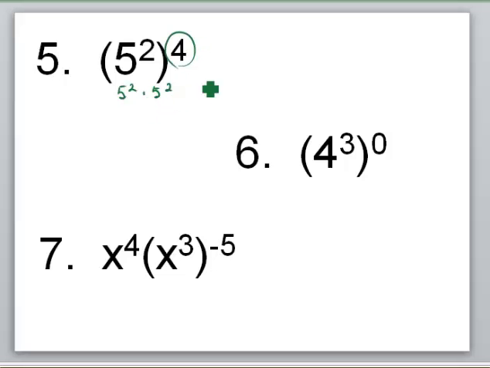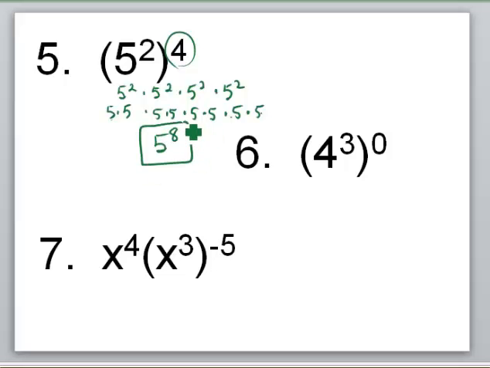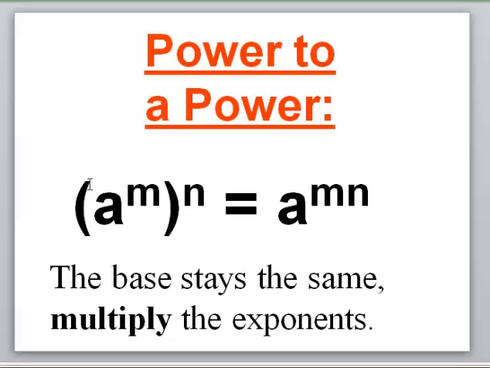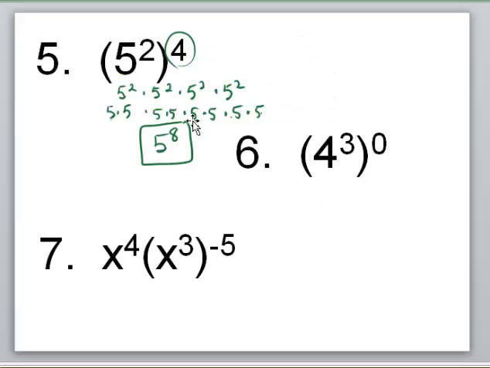So if I write that out, 5 squared times 5 squared times 5 squared times 5 squared, this is what I have. But now if I take that further, I have 5 times 5, because that's what 5 squared is, times 5 times 5, because that's what 5 squared is, times 5 times 5, because that's what 5 squared is, and then 5 times 5. So I end up with 1, 2, 3, 4, 5, 6, 7, 8 5s. Using that rule of power to a power and just multiplying those together, I could just multiply 2 times 4 and get my answer of 8. So we're going to use that rule from here on out.